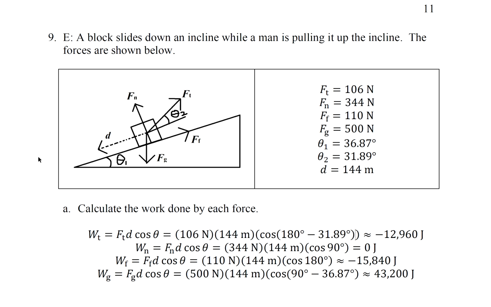The normal force is going to be 90 degrees from the displacement by looking at the figure. The force of friction is going to be 180 degrees because the displacement is down the incline, the force of friction is up the incline. The force of gravity is going to be 90 degrees minus 36.87 degrees, by looking at the image.